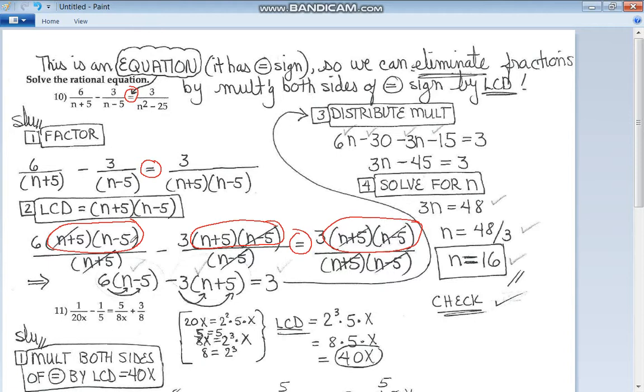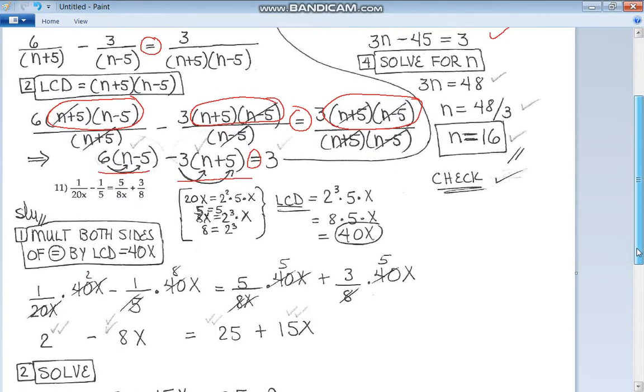Simplify. No more fractions. 6 parenthesis n minus 5 minus 3 parenthesis n plus 5 equals the other side 3. Distribute the multiplication to get rid of the parentheses. Combine like terms. We're down to 3n minus 45 equals 3. Now get n by itself. We get n equals 48 over 3, which is 16. Then you check your answer to make sure it doesn't give you a zero denominator. Make sure it doesn't cause a zero in the bottom of the original fractions. And it's good. Your answer is n equals 16.